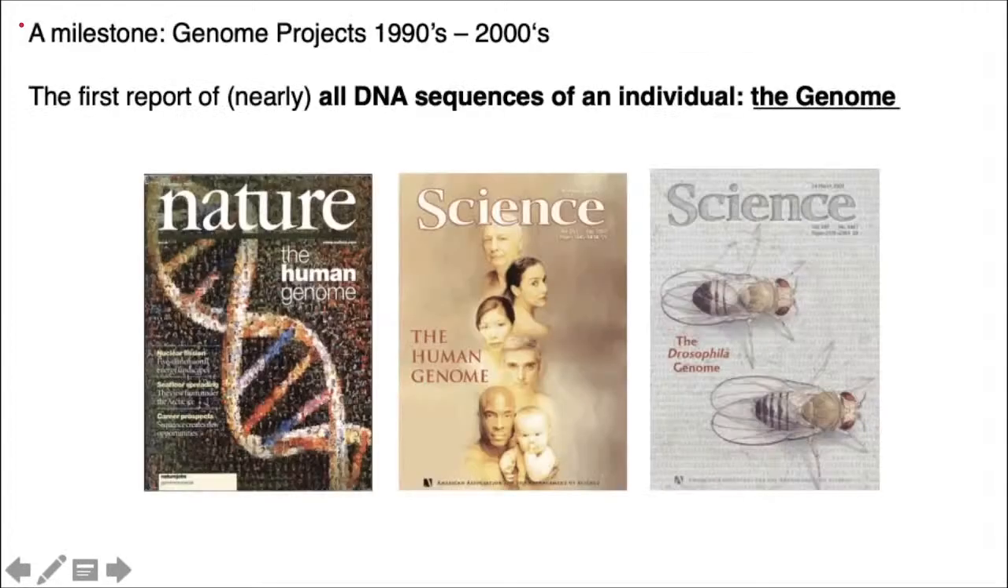So we've learned a lot about the DNA in the last century, actually in the 20th century, but I wanted to focus on one milestone, which is the Genome Project at the end of the 90s. So that's when we really had, for the first time, all the DNA sequences for an individual. So we had genome projects for the human genome, for the fly genome, for mouse, and other species. So that was the first time we had the genome sequence.